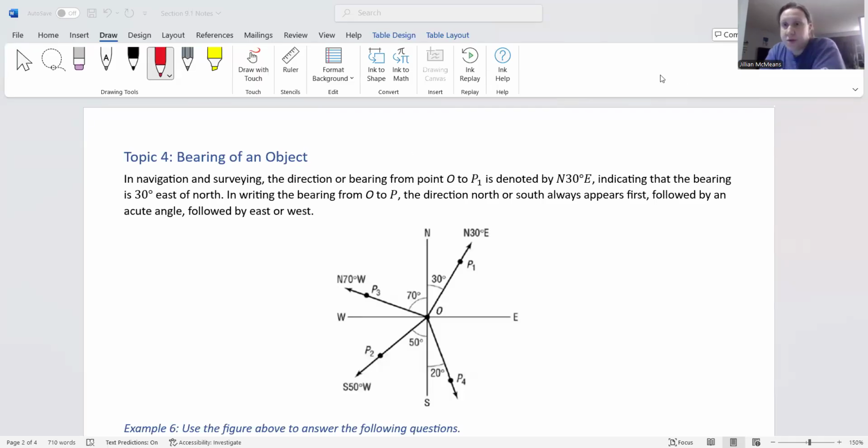Last up for section 9.1 is going to be topic 4, which is on the bearing of an object. This is weird. It's a little bit new. I mean, it's potentially very new for some of us. Pilots might use it, people in boats might use it. It's not something I ever intend to use other than when I teach it. I'd say don't overthink it. That would be my tip for you.